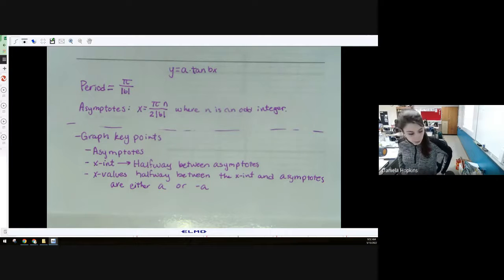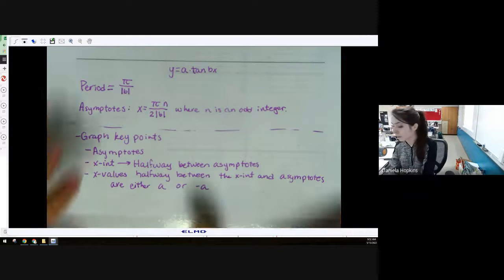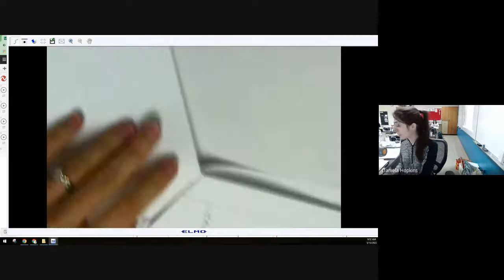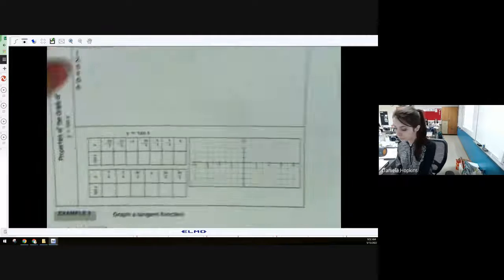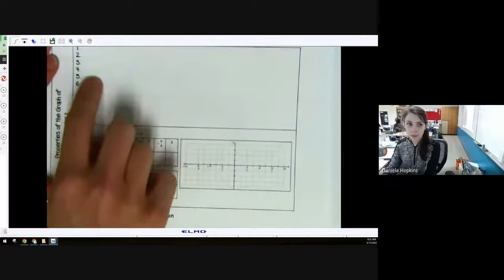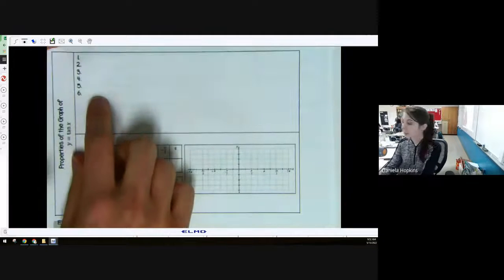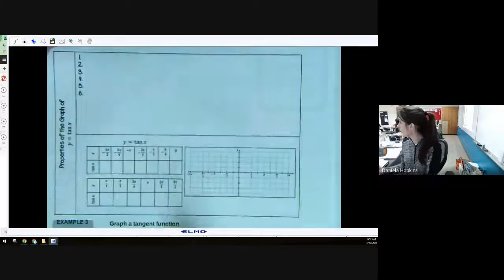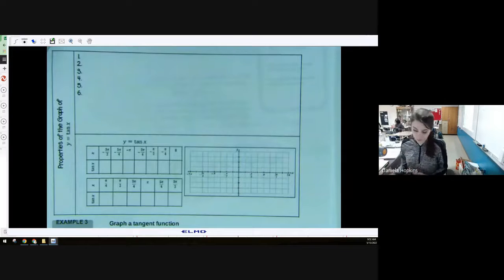So I want to start by, like yesterday, how we graphed the parent function of sine and the parent function of cosine. We're going to look at the parent function of tangent, meaning where our A is 1 and our B is 1. I'm going to write down a list like we did yesterday, but these aren't necessarily going to help you graphing those. The key points that we just wrote down are how we're going to graph these really.